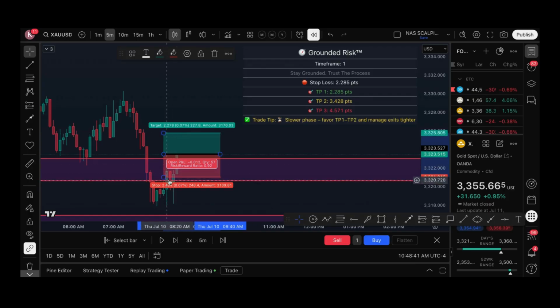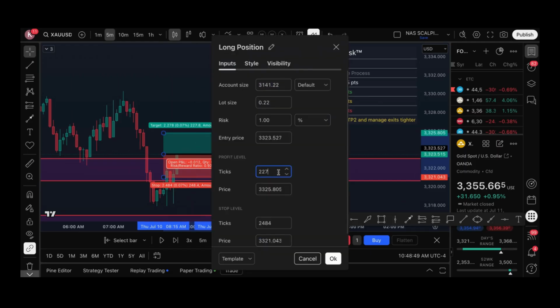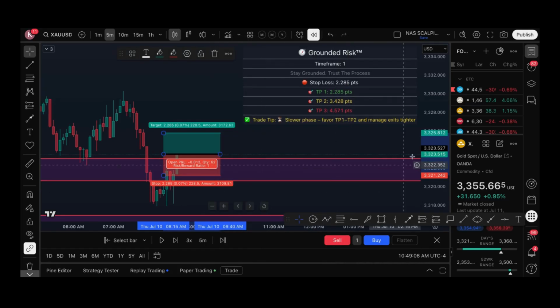And I can't get it exactly on that, but we'll do it in here. So it's 228.5. Oh, I can't do points. So we'll just do 228. No, that's not right. 2285. And then we'll do 2285. Okay.